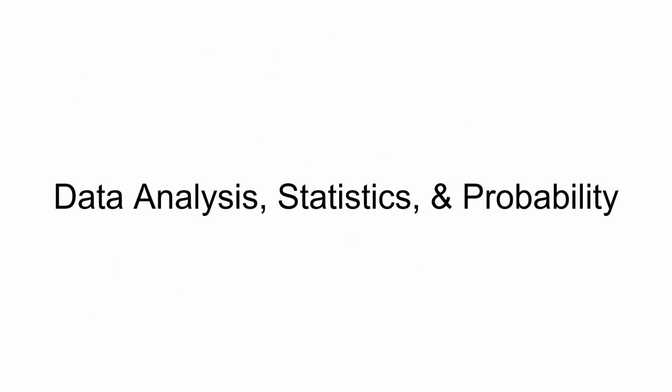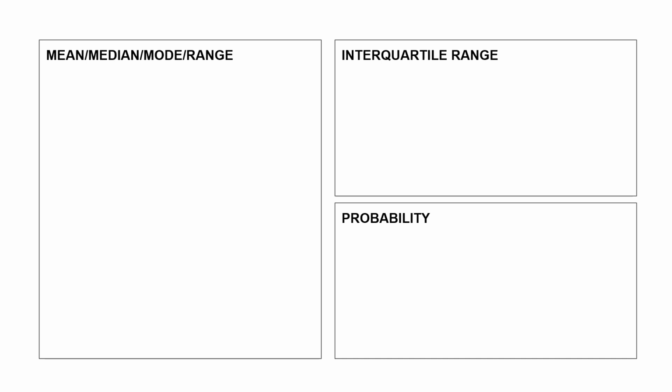Okay, in this next section, we will be talking about data analysis, statistics, and probability. So let's review a couple of these concepts first, okay? So we'll start in the left box. We're going to talk about mean, median, mode, and range. The mean is simply the average of the numbers in a data set, okay? And what that looks like is basically the sum of all the terms in the data set divided by the number of terms, okay?